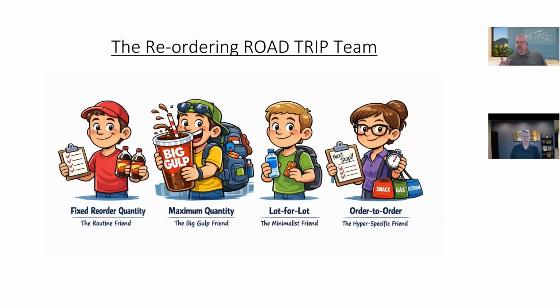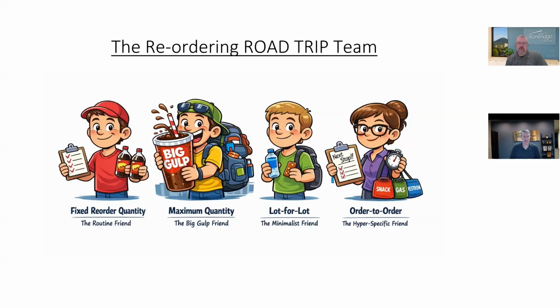So they're really just going to grab just the amount that you need to get to that next stop. And then they're going to reorder at that next stop and make sure you have just enough to get to the stop after that. And then we've got the order-to-order friend, the hyper-specific friend that is very specific about what happens at every stop.